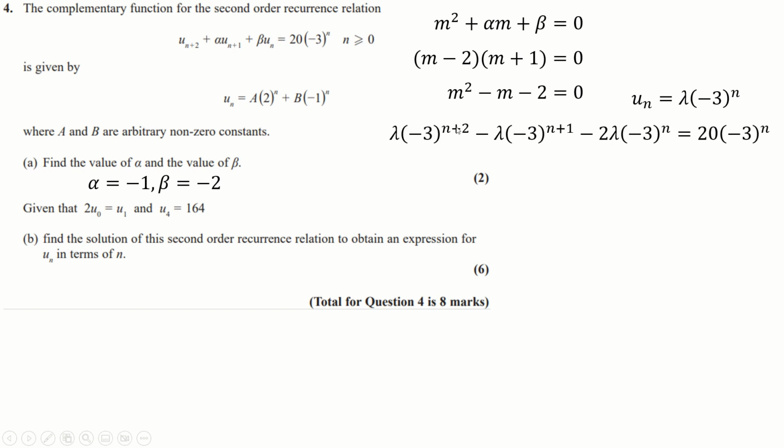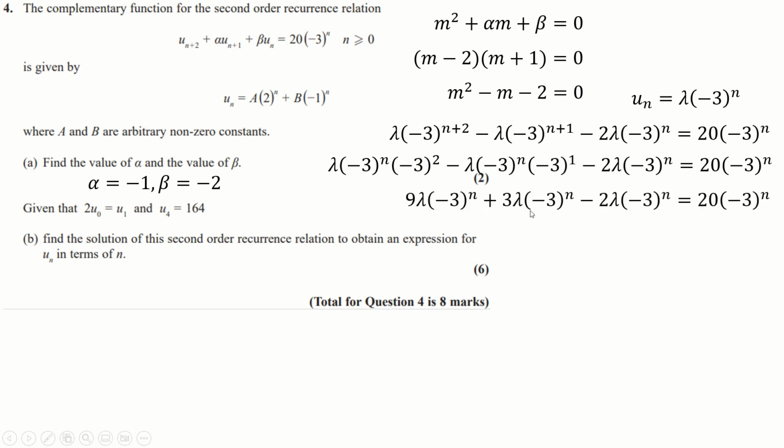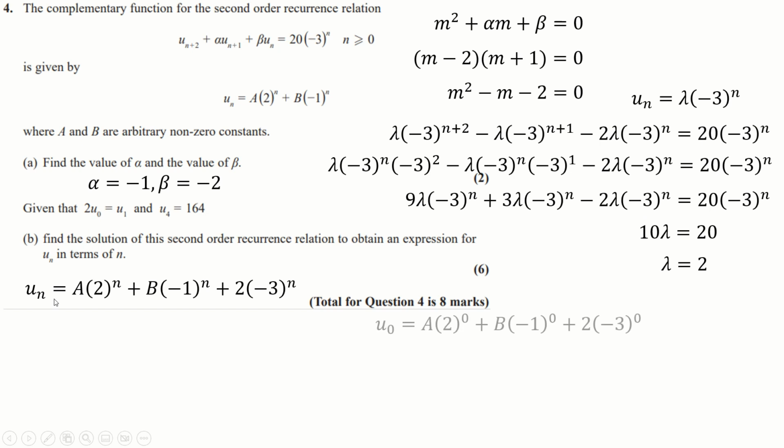Of course, this here you can write as minus 3 to the n times minus 3 to the 2, because you'd add these powers up to get this. And of course, minus 3 squared is just 9. And same trick over here, minus 3 to the 1 is just minus 3. So this actually becomes a positive there, I think, just positive 3 lambda. And likewise, this all just stays the same. But now you can just divide by minus 3 to the n, and you just see that 9 lambda plus 3 lambda, which is 12 lambda, minus 2 lambda is 10 lambda, equals 20. And so lambda is 2. So we'll have our solution as this bit plus 2 times minus 3 to the n. And now they've given us some stuff here we can use. So u0 is just what happens when you put zeros in here.